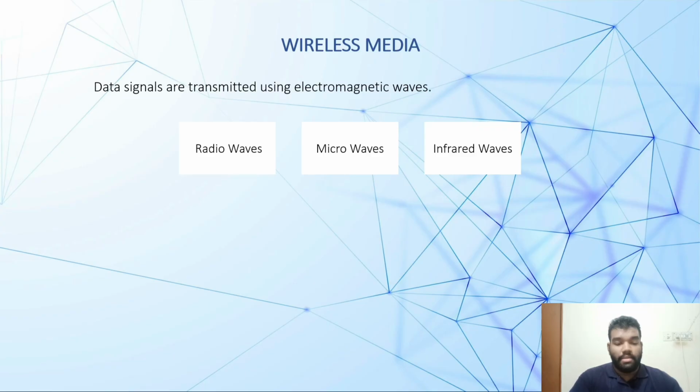Firstly, radio waves are a type of electromagnetic wave with the longest wavelength. They are mainly used for wireless connection because they can travel long distances. Microwave uses much higher frequency than radio wave, so performance and speed are higher in microwave.